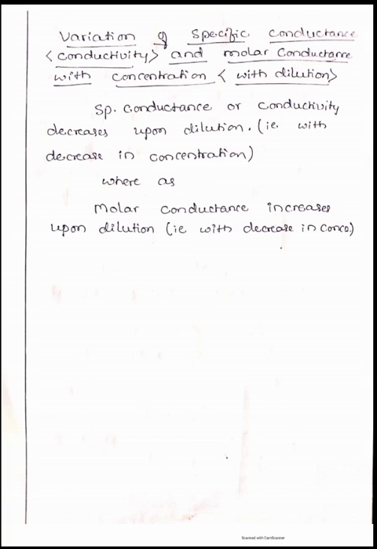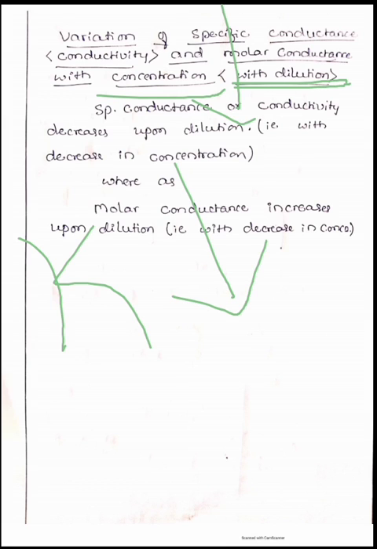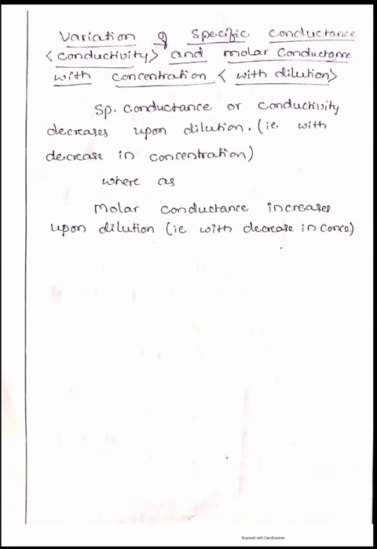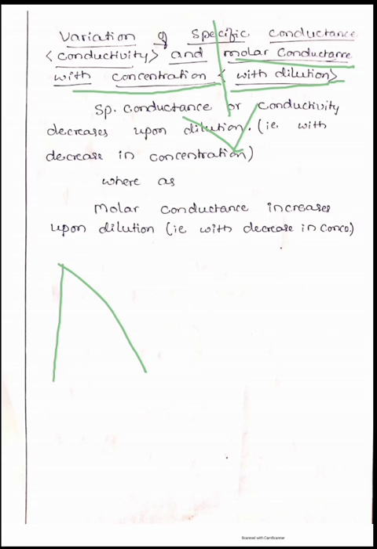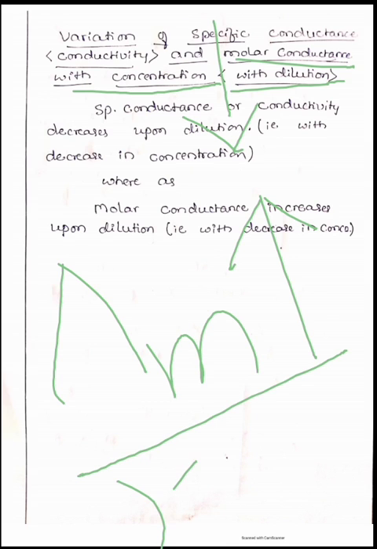Now we will summarize. Specific conductance gets decreased with dilution. That means upon dilution the concentration of the solution gets reduced, so the specific conductance also gets reduced. Whereas the molar conductance, lambda m, gets increased. Molar conductance increases upon dilution, whereas specific conductance decreases upon dilution.